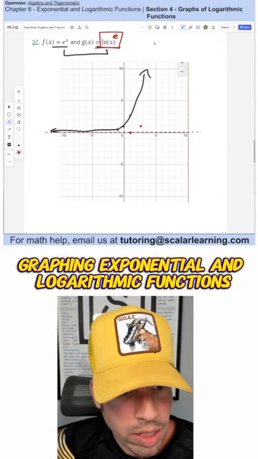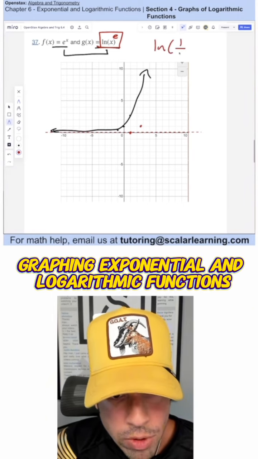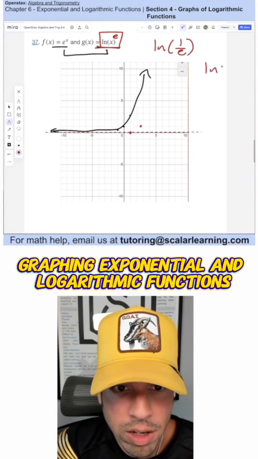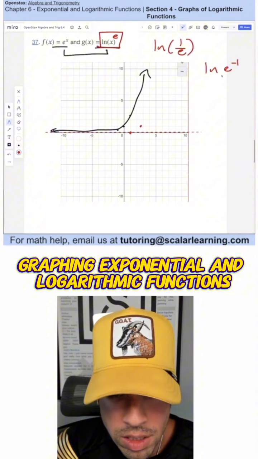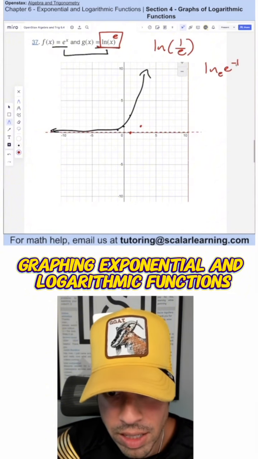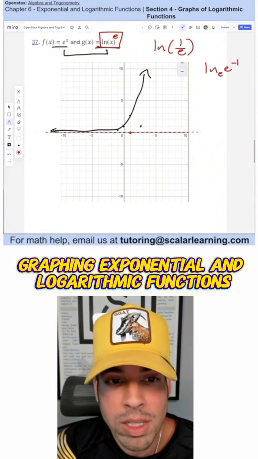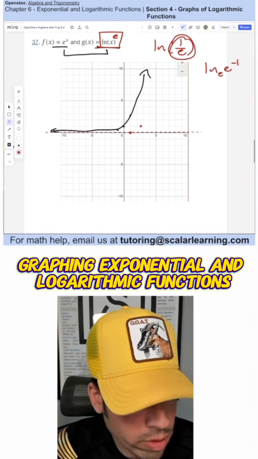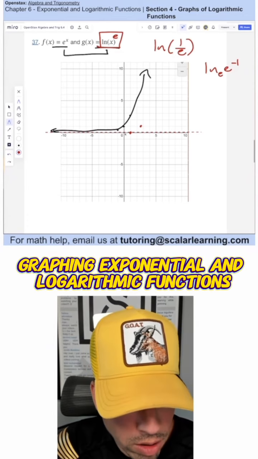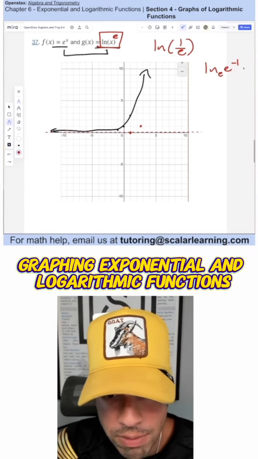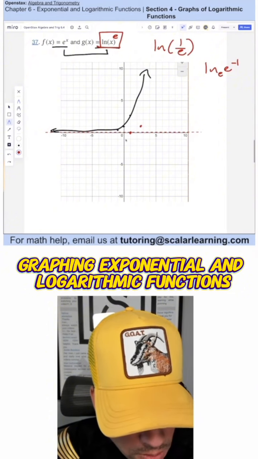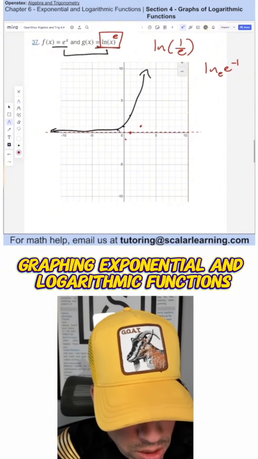And we can also think ln of 1 over e, which is the same as ln of e to the -1. This is saying e to what power is e to the -1? -1. So what does that tell you? That tells you when you plug in 1 over e in for x, which is about 1/3, then you're getting a value of -1 for the function value, so something like this. So you see these points kind of mirror these 3 points there.